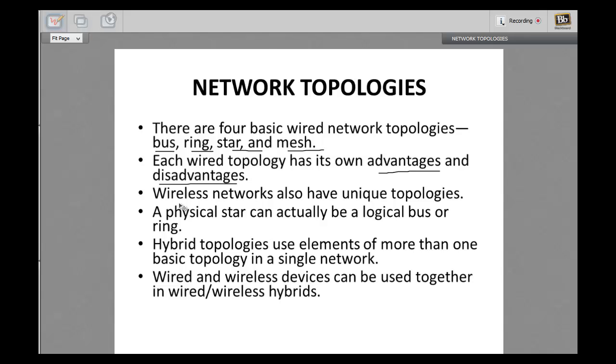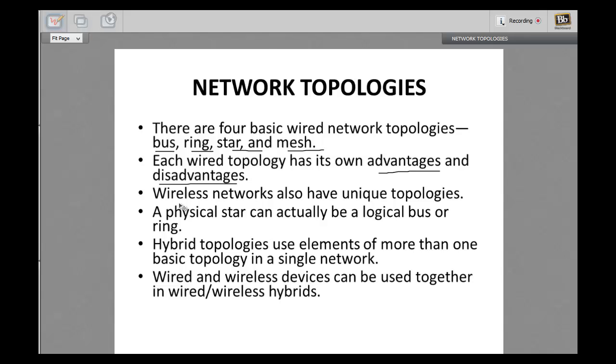Also in this chapter, there is a section about the wireless topologies. So wireless networks also have topologies. A physical star, actually, can be a logical bus or a ring.